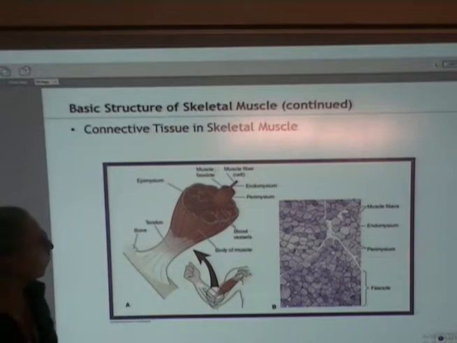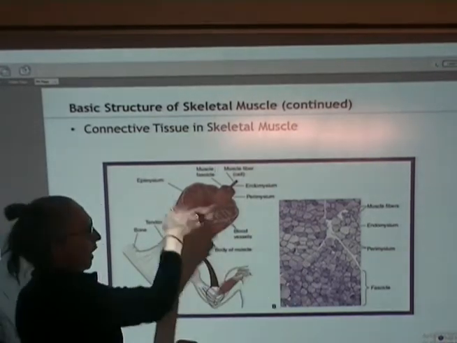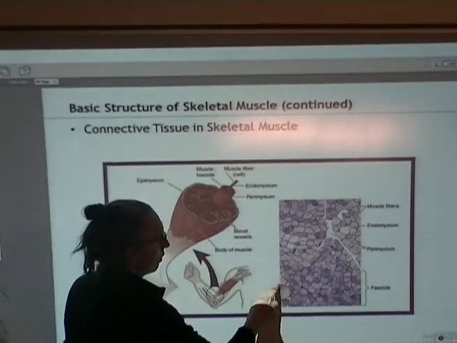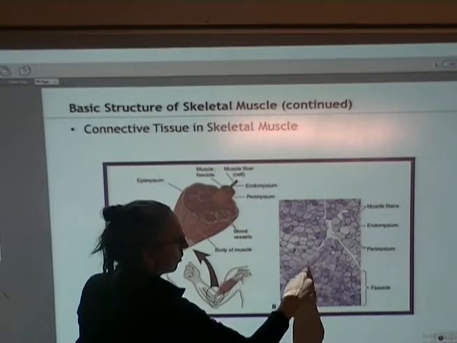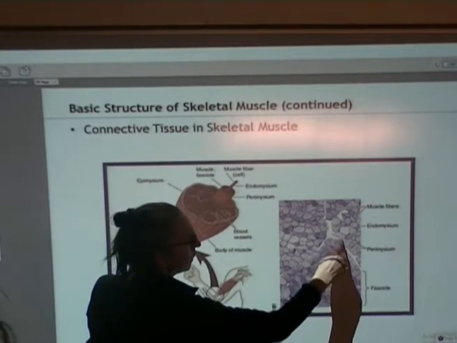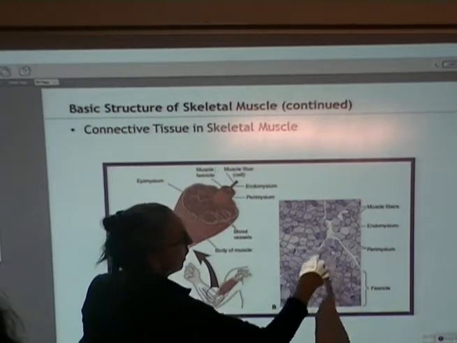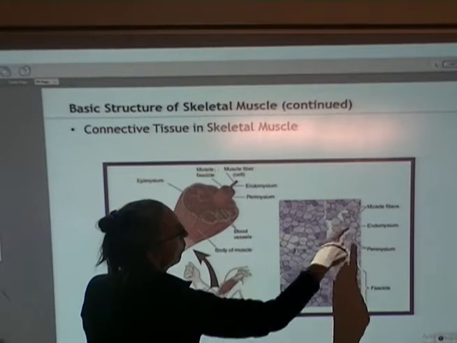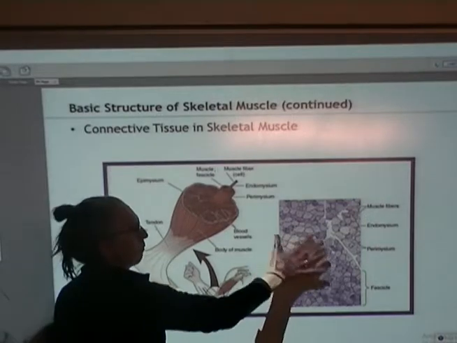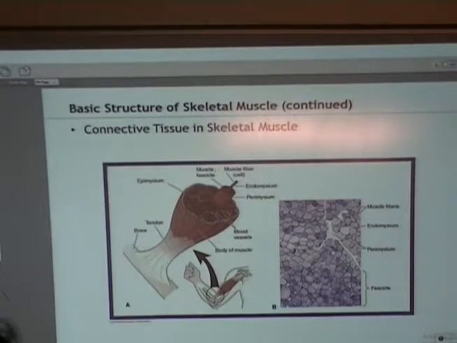Okay? And here, this is a blown up version of our previous slide. Here's the fasciculi, and each of these is a separate muscle fiber. So this is perimysium around here, endomysium. Again, this picture will help later on, I believe. Helps me anyway.